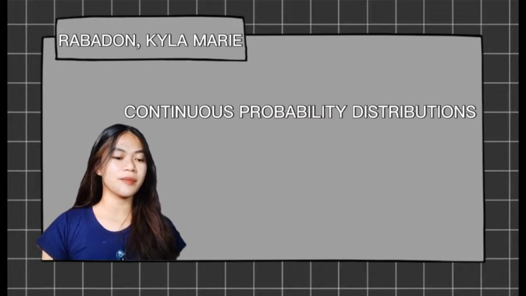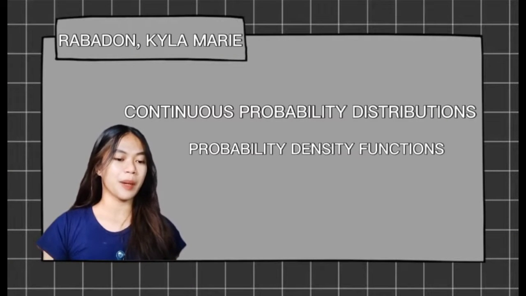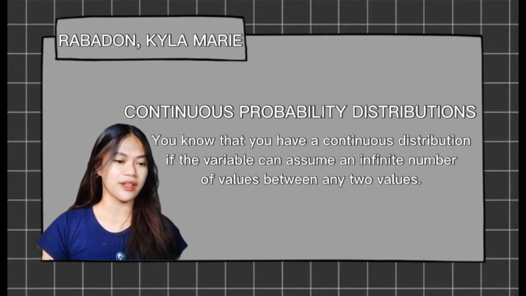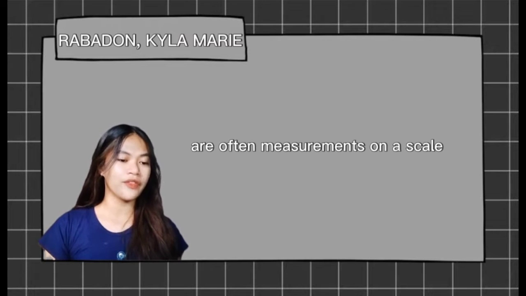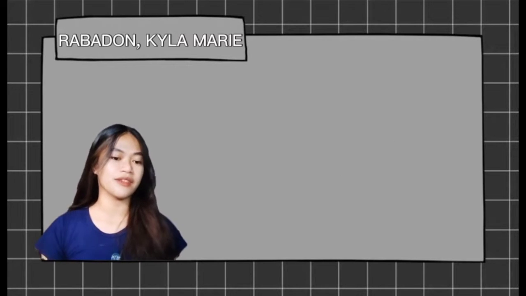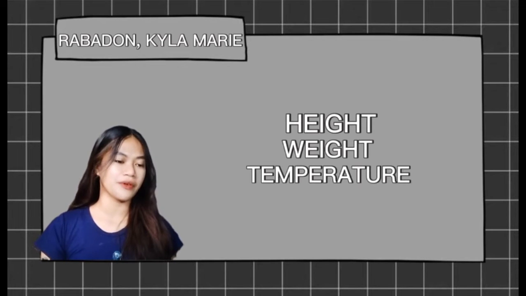Okay, Kyla, thanks. Continuous probability distributions are also known as probability density functions. You know that you have a continuous distribution if the variable can assume an infinite number of values between any two values. Continuous variables are often measurements on a scale, such as height, weight, and temperature.